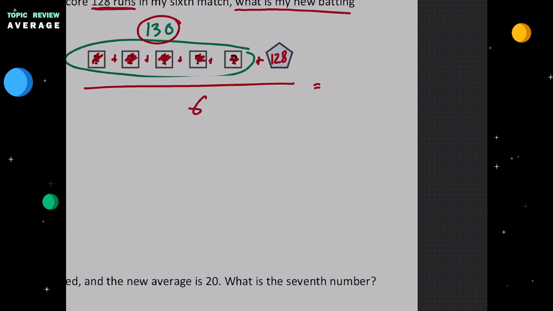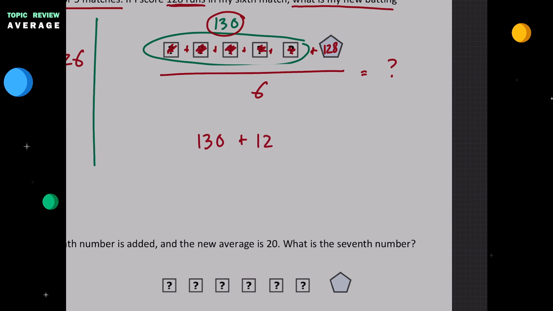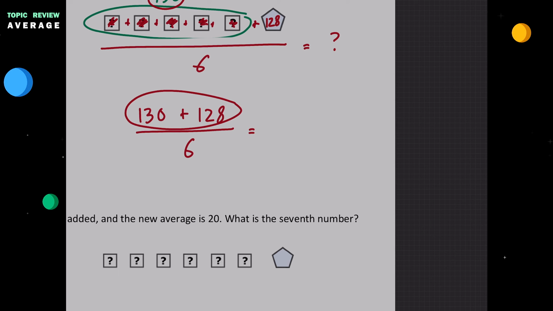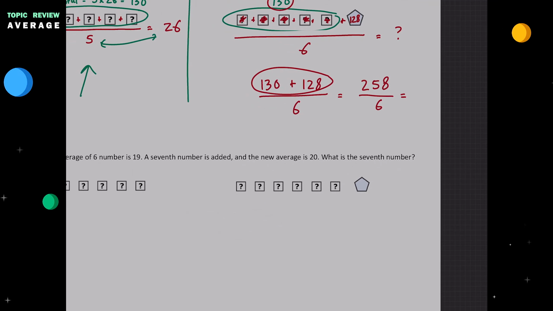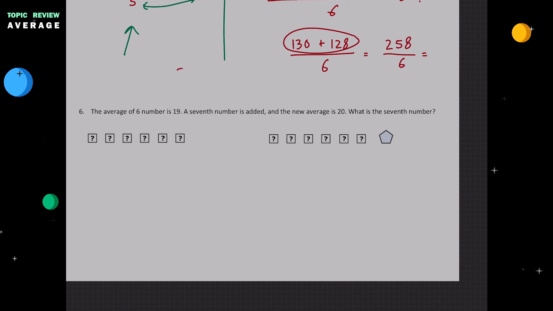Okay, and now the question is, what is the new batting average? Okay, well, look at the top. Look what's happening on the top. You got 130 plus 128, and you're dividing it by 6, and that gives you the new average. So you can work it out. Okay, so add these up. This will be 258, and we're going to divide it by 6. Well, divide it by 6 and get your answer. I'll leave it to you. You can do that. If you don't know how to do that, you just use long division, 258, and you divide it by 6. Okay, hopefully you know how to do that.